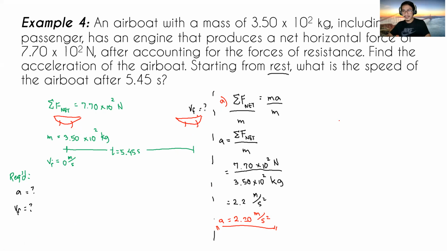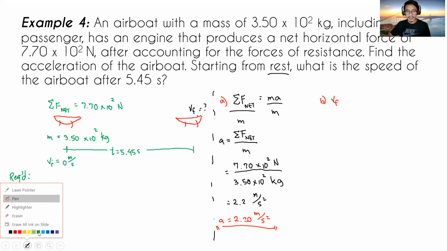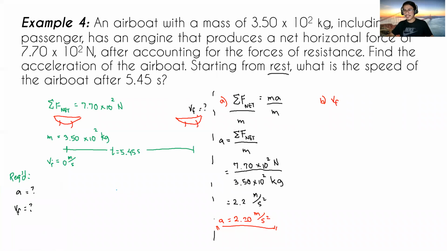What are we looking for in letter B? We are looking for the final velocity. Now, since that is final velocity, we will use the equations of kinematics from our previous discussion. What are our equations in kinematics? First, we have acceleration is equal to Vf minus Vi over time. Remember also, we have 2AD is equal to Vf squared minus Vi squared. And then we have D is equal to Vi t plus 1/2 a t squared.